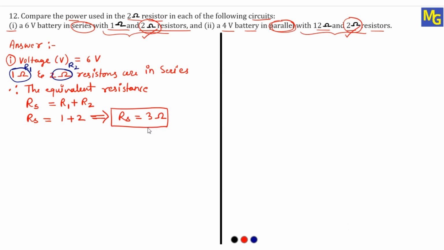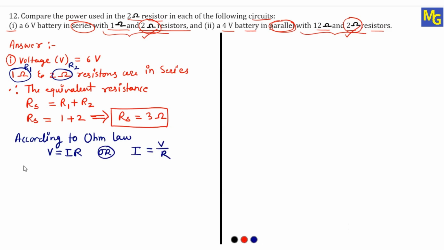Now here we can find out the current flowing in this circuit. To find out the current, we are going to use Ohm's law. So I'll write here, according to Ohm's law. You may be thinking why I'm finding the current here, but now you'll understand. According to Ohm's law, the formula is V is equal to IR, and I want to find I, therefore I'll do the rearrangement. So I get I is equal to V divided by R.